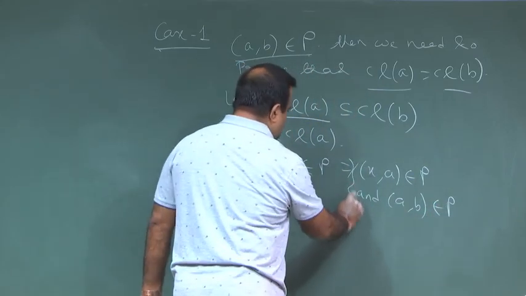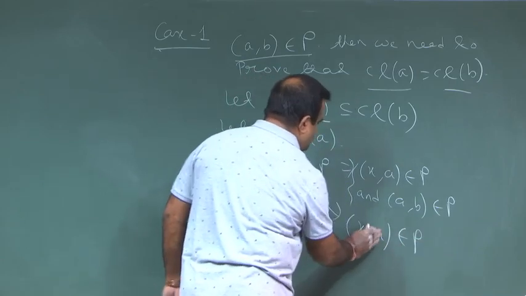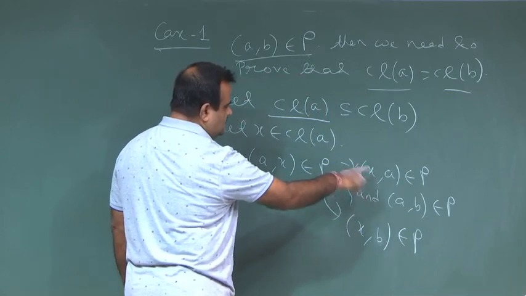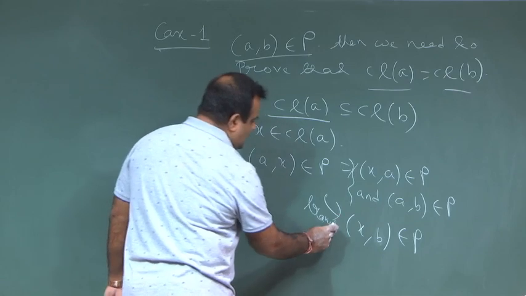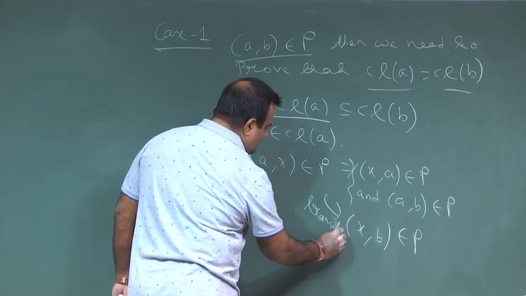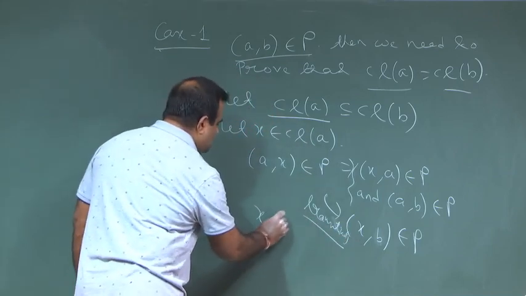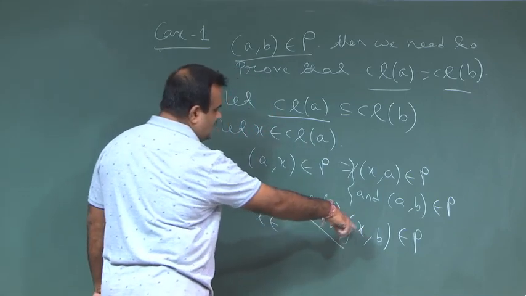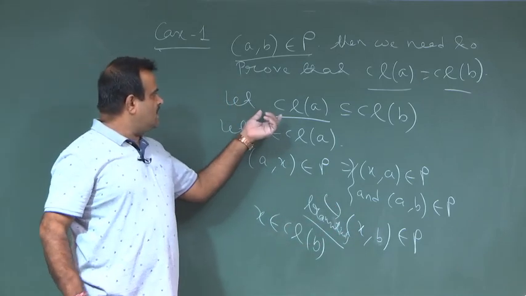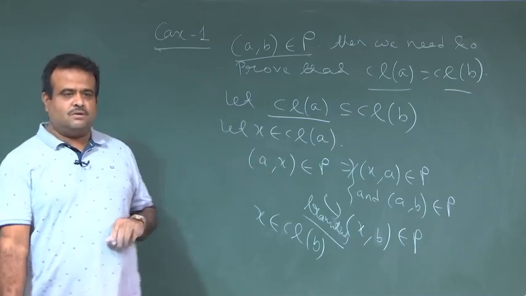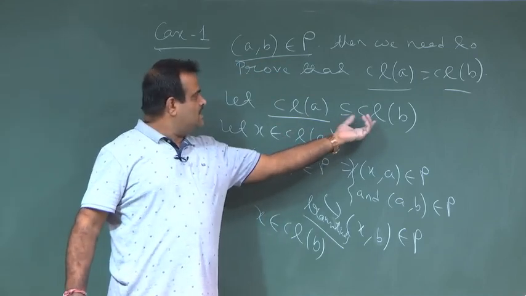Okay, now, these two both give us (x, B) belongs to rho, because of the transitivity property, because rho is a symmetric equivalence relation. So, that means x belongs to class of B. So, if you take an element from class of A, it is an element of class of B, and this is happening because A, B are related. Similarly, we can prove this is a subset of this.